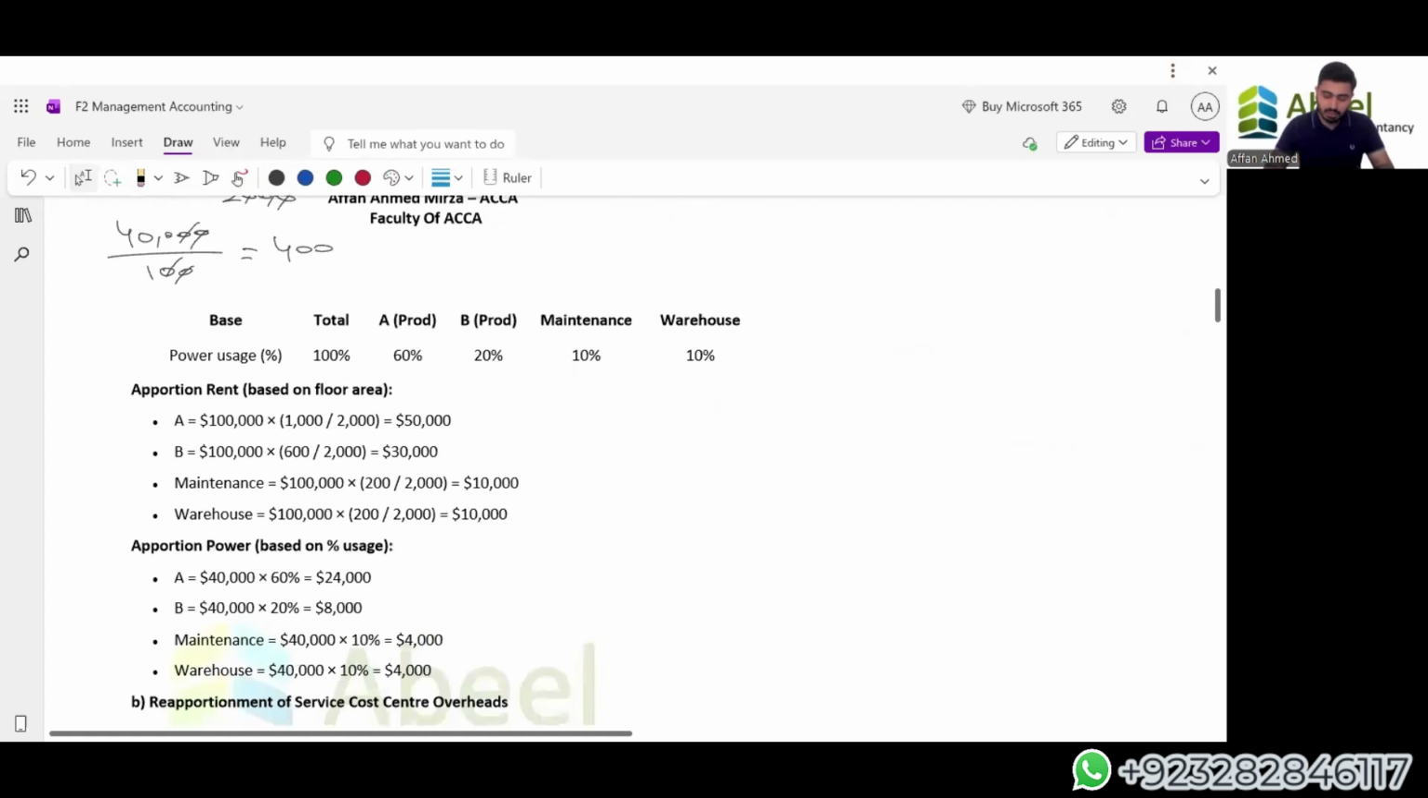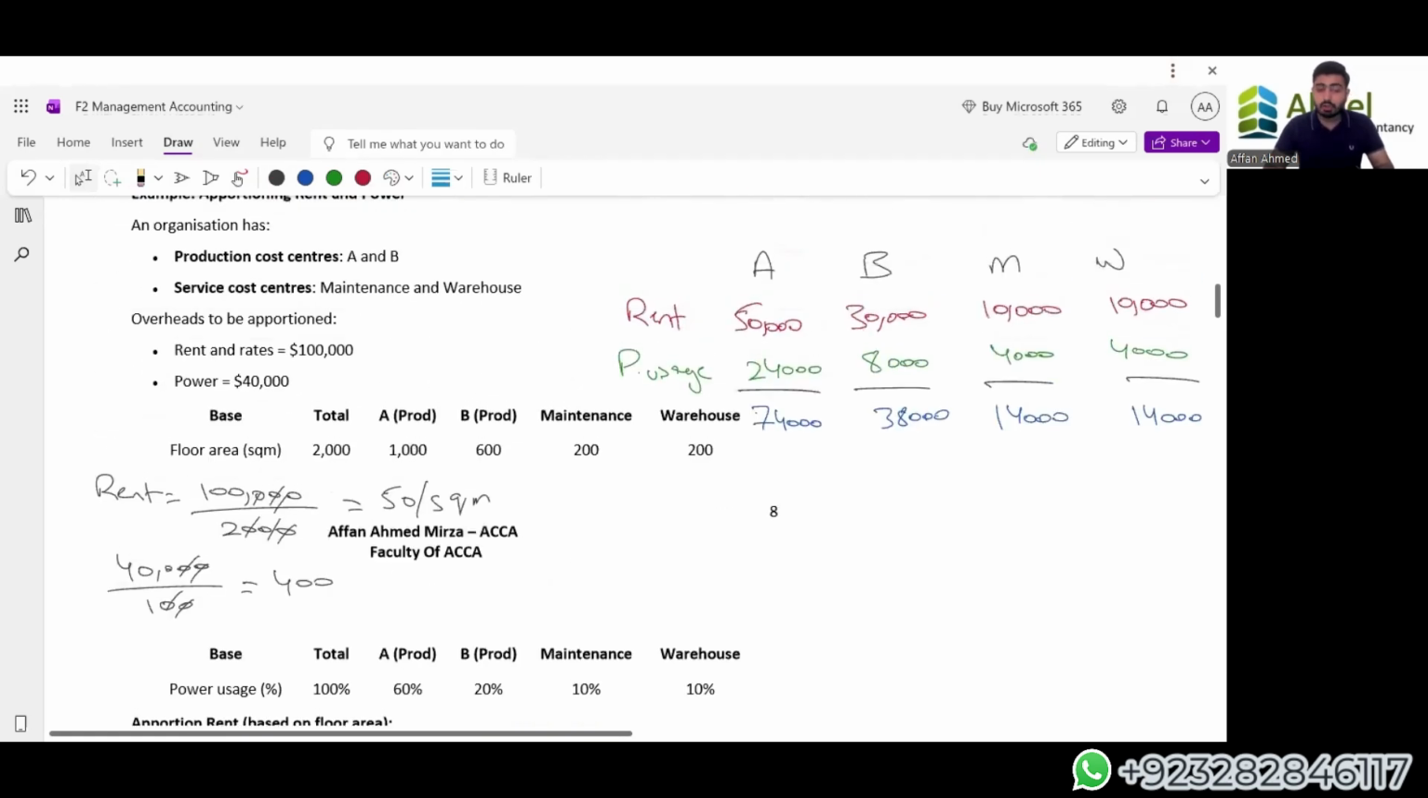In our lesson, we have overall discussed what the overall costs are that we are going to have. So this is the step of allocation and apportionment. In the next class, we're going to continue with our reapportionment and multiple methods of reapportionment.